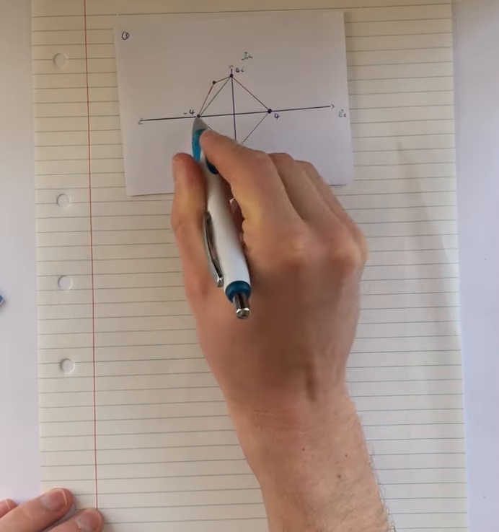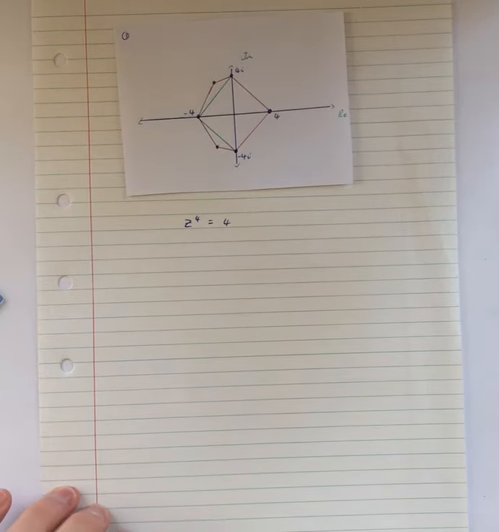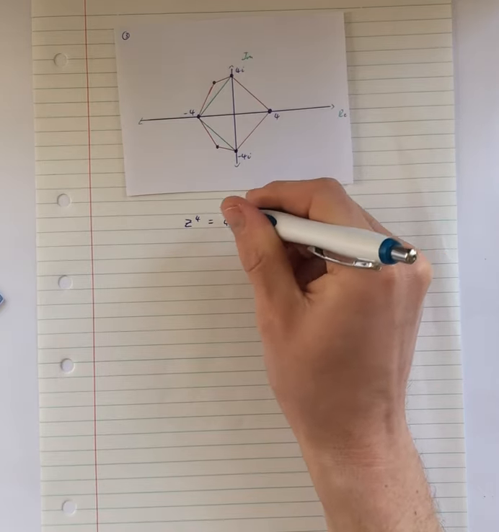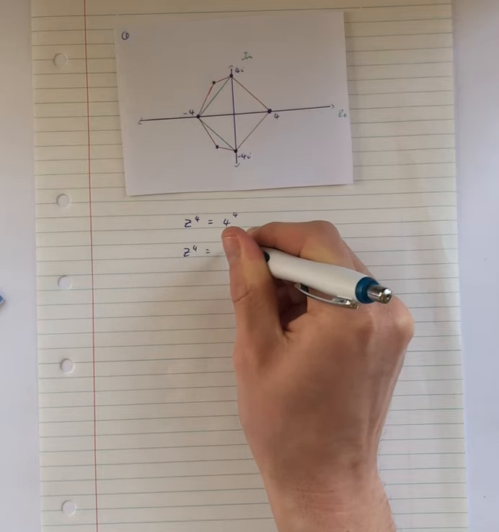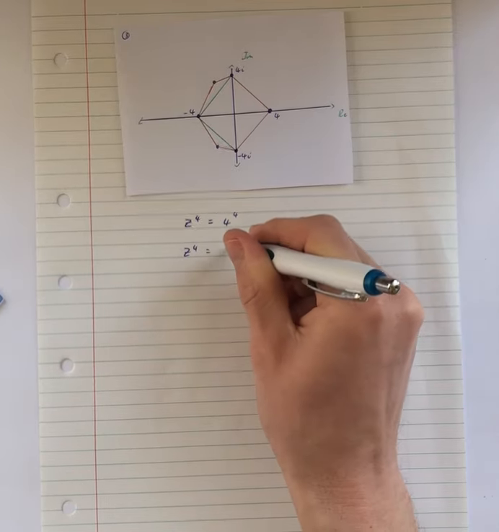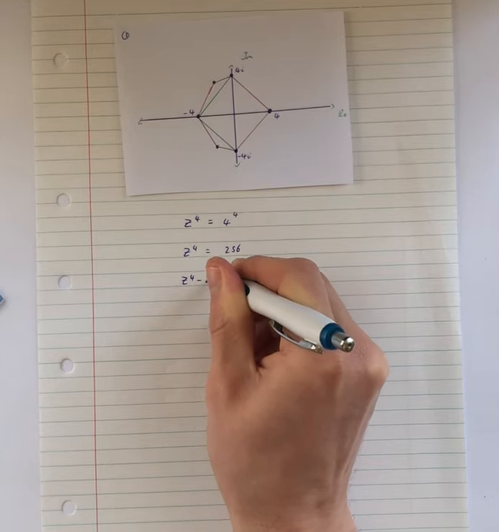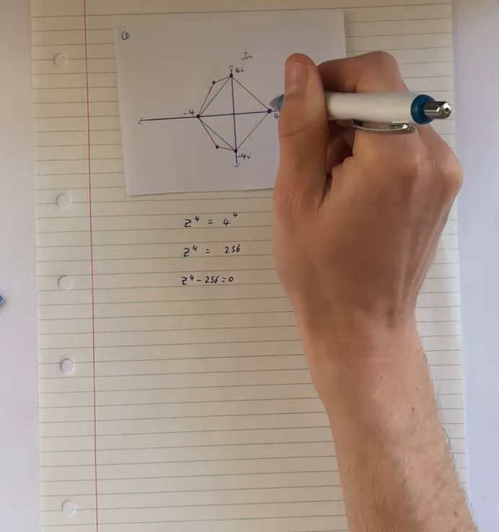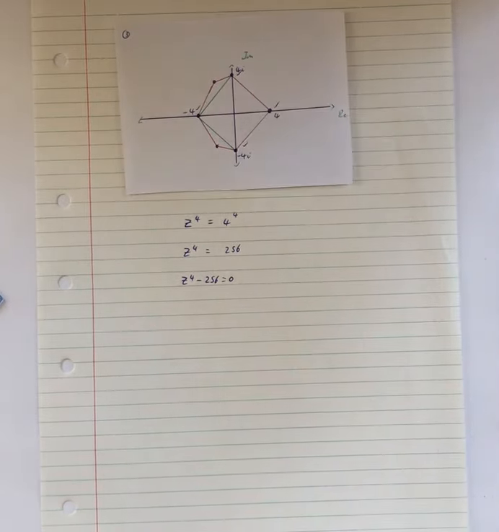It could be either of these, to be honest. It could be any. Actually, we might show that that would be the same. It would be z to the 4 equals 4 to the 4, or z to the 4 equals, I believe, 256. So one solution, z to the 4 minus 256 equals 0. That equation there is going to give you this one, this one, this one, and this one.